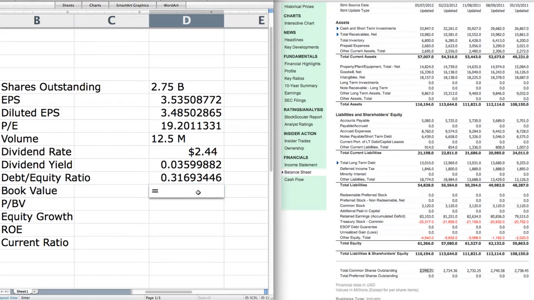So the book value is equal to 61,366 divided by 2,745.72. And since we chopped all the zeros off on both of those numbers, we can go ahead and do that. And when I hit enter, we get a book value of $22.34.